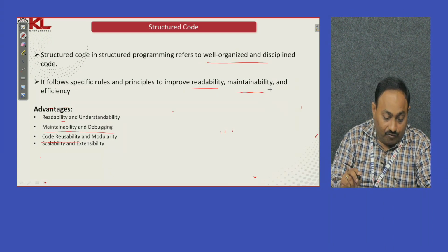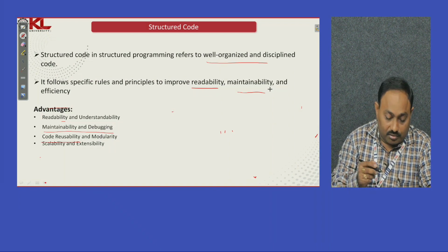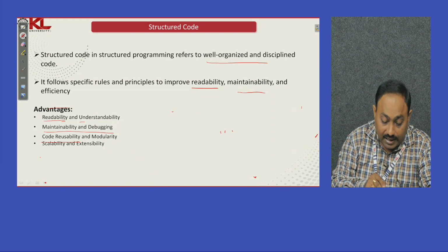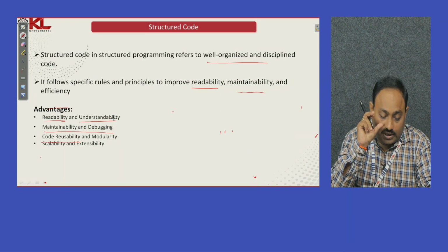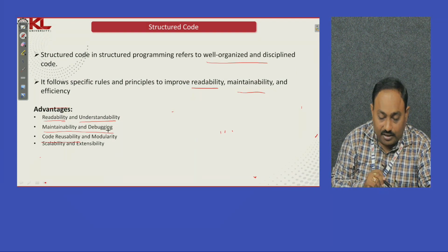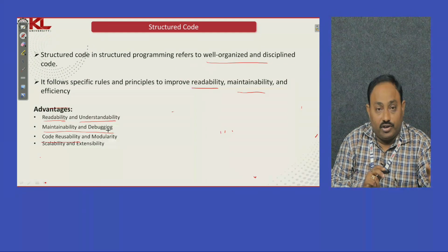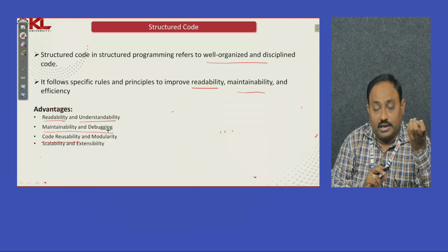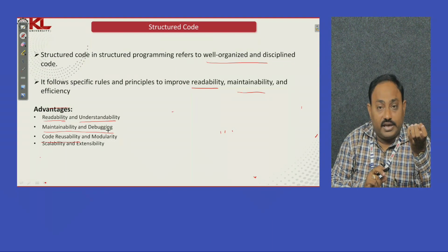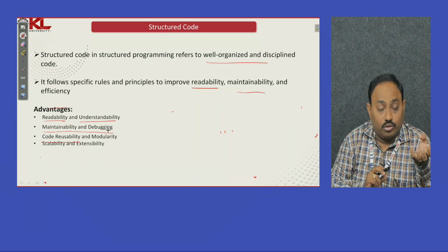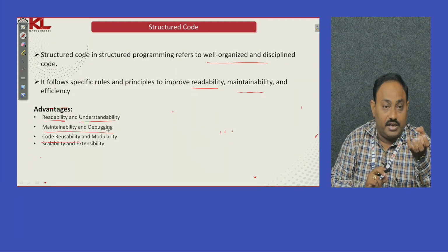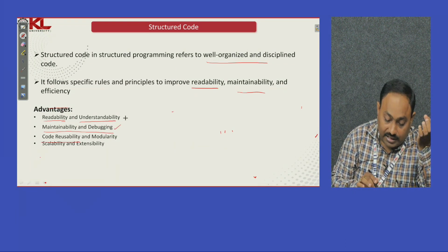If you look at the advantages of structured code, we get more readability and understandability. By looking at the code, one can easily understand what the code is and what its functionality is. Maintainability and debugging are also very easy. Maintainability means that when we organize the code in a disciplined manner, we can easily maintain it. Why? Because if any error has been committed in the code, we can reach that particular place, modify it, and easily debug it.